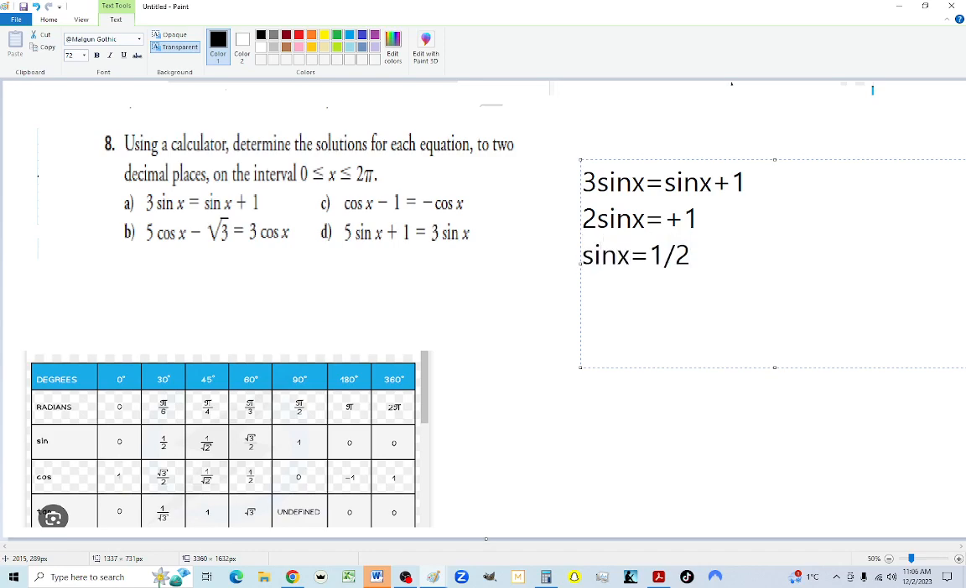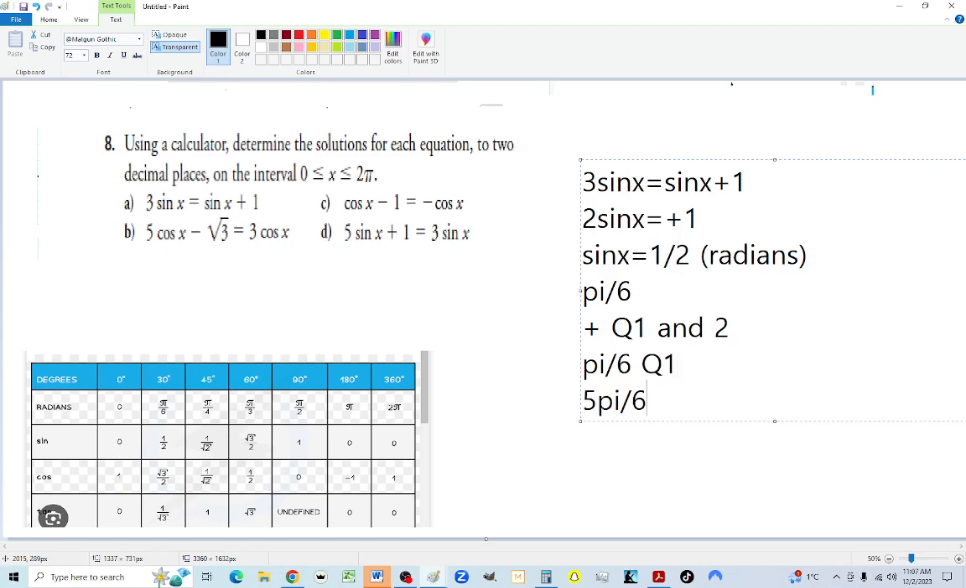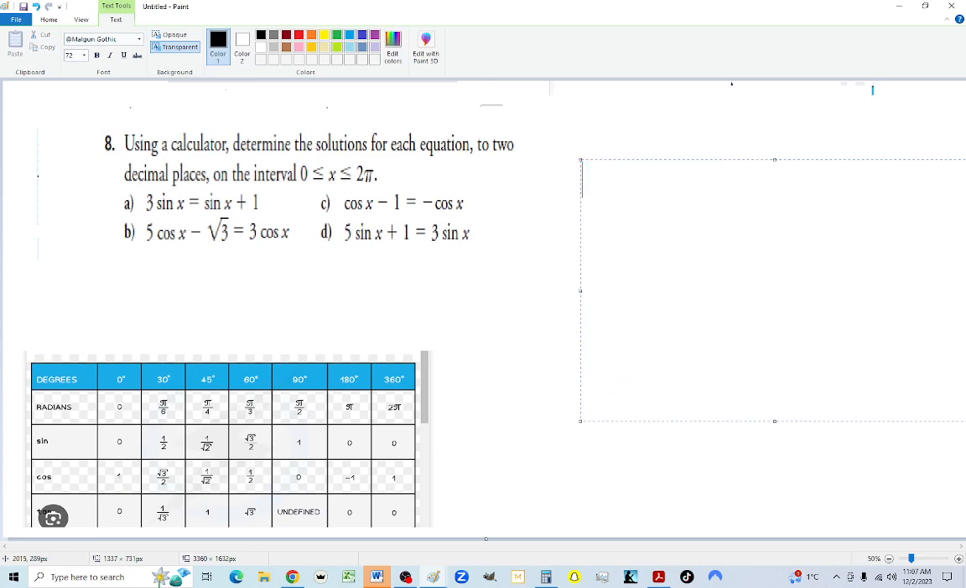Look on your table. You discover, are we in degrees? No, we're in radians. You discover that sine x is equal to 1 over 2 at pi over 6. Notice that this is positive, so we're talking about quadrant 1 and 2. So we're talking about pi over 6 in quadrant 1 and 5 pi over 6, which is pi minus pi over 6 in quadrant 2. They're all solved like that.